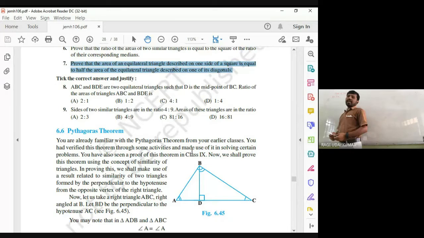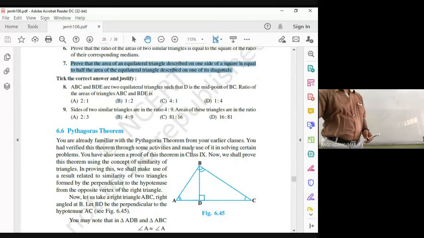So exercise 6.4, seventh problem, see here. Prove that the area of the equilateral triangle described on one side of the square is equal to the half of the area of the equilateral triangle described on one of its diagonal. See here how beautiful the sentence is, that most of the students will get confused with this. Prove that the area of an equilateral triangle described on one side of the square is equal to the half the area of the equilateral triangle described on one of its diagonals.